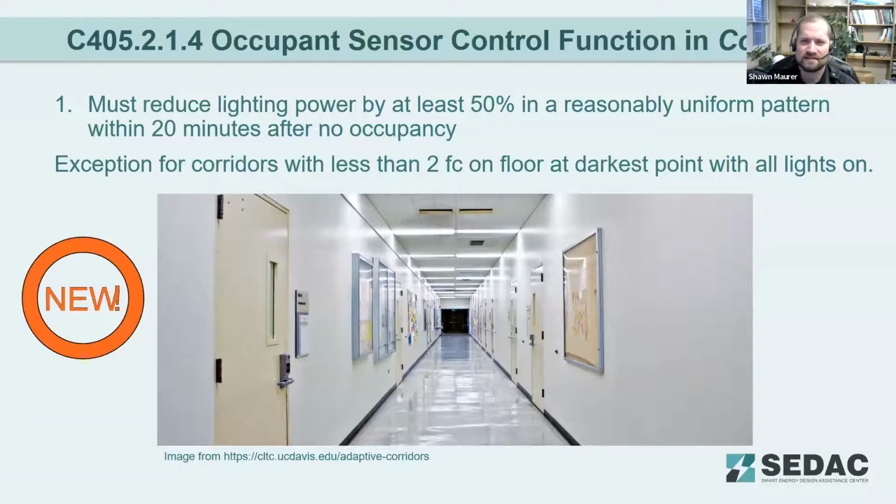Some places we've already seen something similar to this kind of control. Hospitals that are trying to match circadian rhythms for occupants and attendants have already had this kind of occupant sensor control in place. And we've seen it applied in other areas. So now it's just expanding that and making it a requirement for energy code compliance.